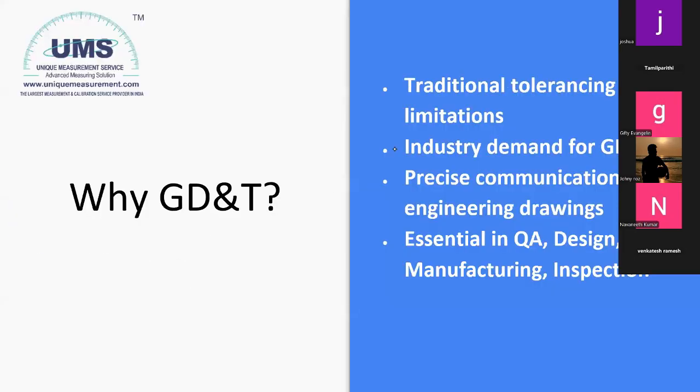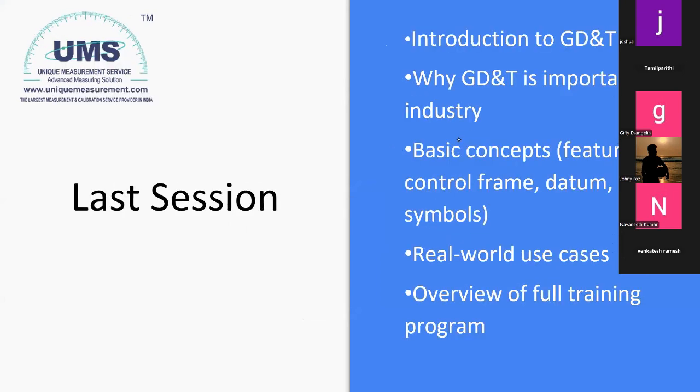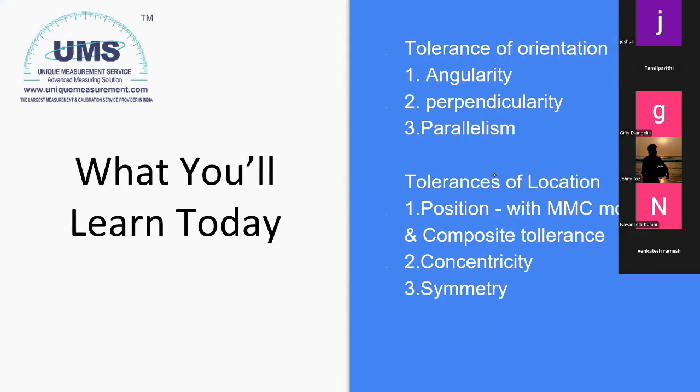So last week we went through the basics of GD&T, why GD&T is important to us, and across GD&T, last session we also went through real-world use cases. So today's session, what we will be learning is tolerances of orientation and tolerances of location.